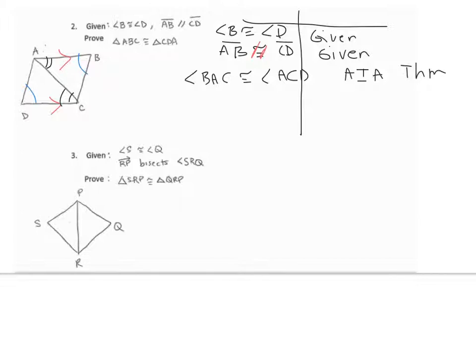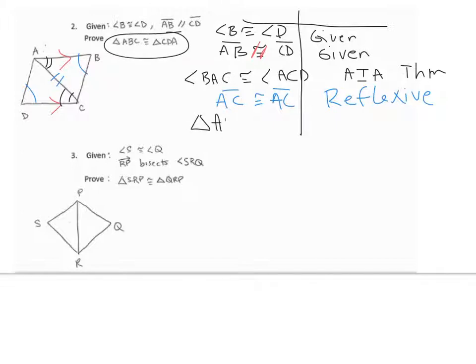So I have two angles that are congruent. I don't have any sides yet, and I know I need to have a side, but I do have the same side right here. They share a side. So I know that AC is congruent to AC, I'm going to mark it, by reflexive. So now I have enough to say the two triangles are congruent because I have an angle, and a side that's not included between the two angles. So I'm going to copy this statement right here, triangle ABC is congruent to triangle CDA by angle, angle, side.